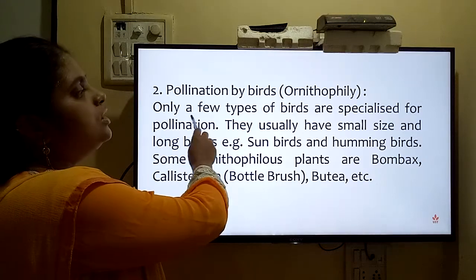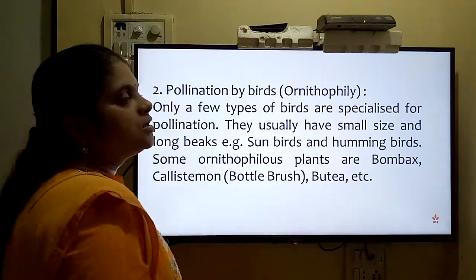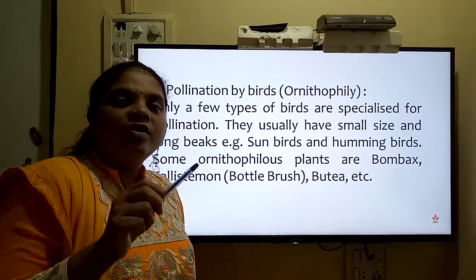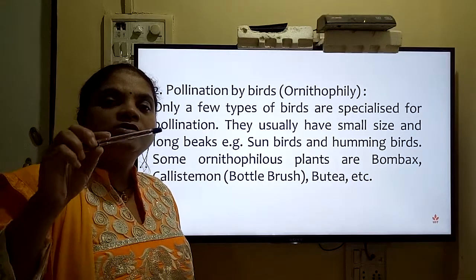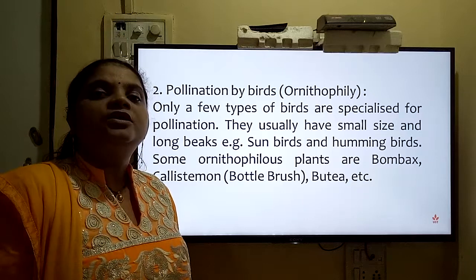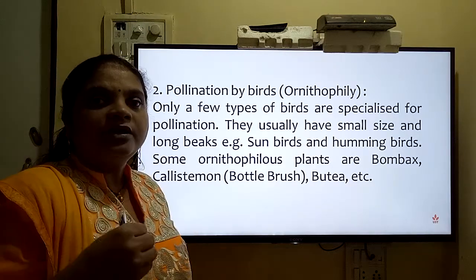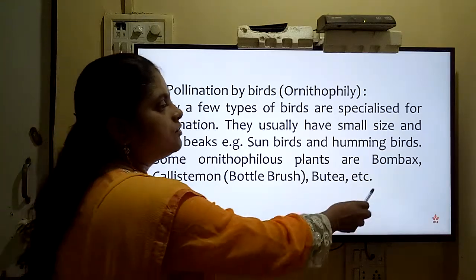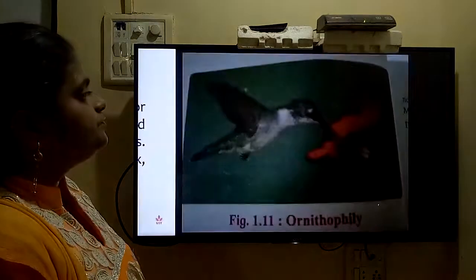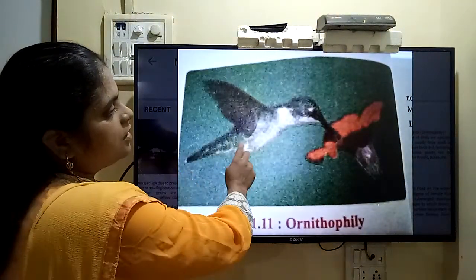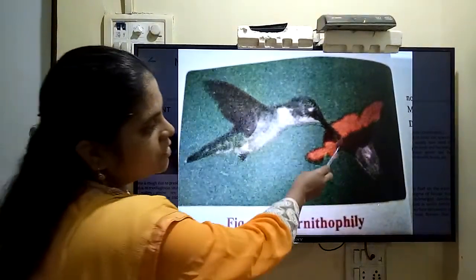Only a few types of birds are specialized for pollination, the sunbirds and the hummingbirds. What is the speciality of these birds? The body is small and the beak is long. The flower is tubular, so they insert this long beak into the tubular flower and suck the nectar. Dilute nectar can be observed in the tubular flower. These flowers are of plants like Bombax, Bignonia and bottlebrush. Here in this picture you can see a bird's long beak inserted in the tubular flower.